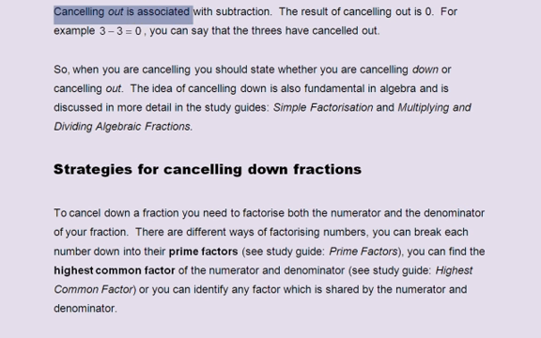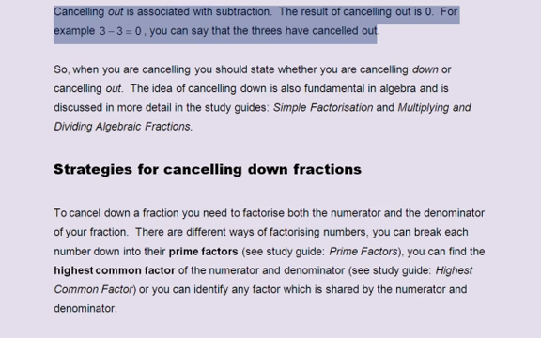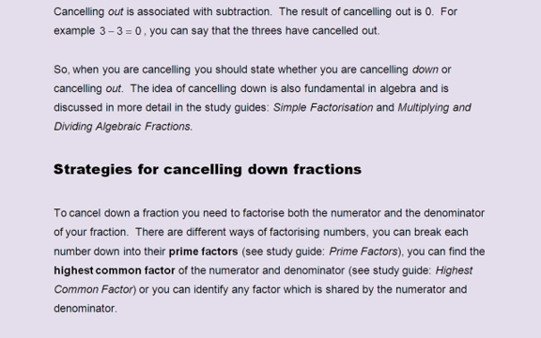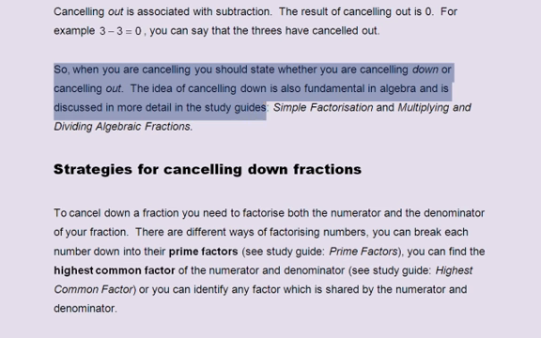Cancelling out is associated with subtraction. The result of cancelling out is 0. For example, 3 subtract 3 is 0. You can say that the 3's have cancelled out. So, when you are cancelling, you should state whether you are cancelling down or cancelling out. The idea of cancelling down is also fundamental in algebra and is discussed in more detail in the study guides Simple Factorisation and Multiplying and Dividing Algebraic Fractions.